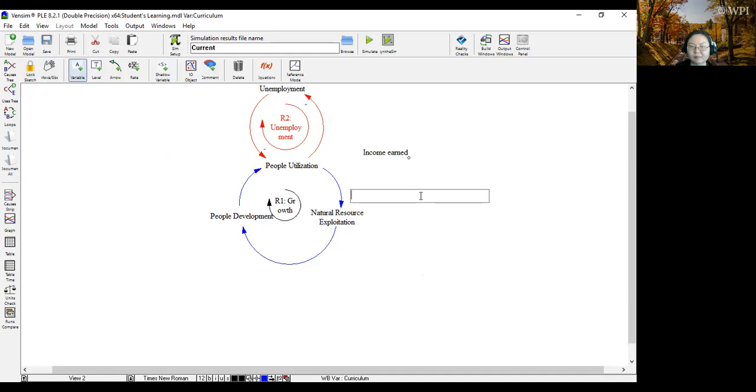The more they earn, the more they have in their bank accounts. And the more they earn also increases tax income available to government. So let's say tax income. And when tax income increases, in social studies, tax income increases the amount of machines we have to exploit more resources. Machines available.